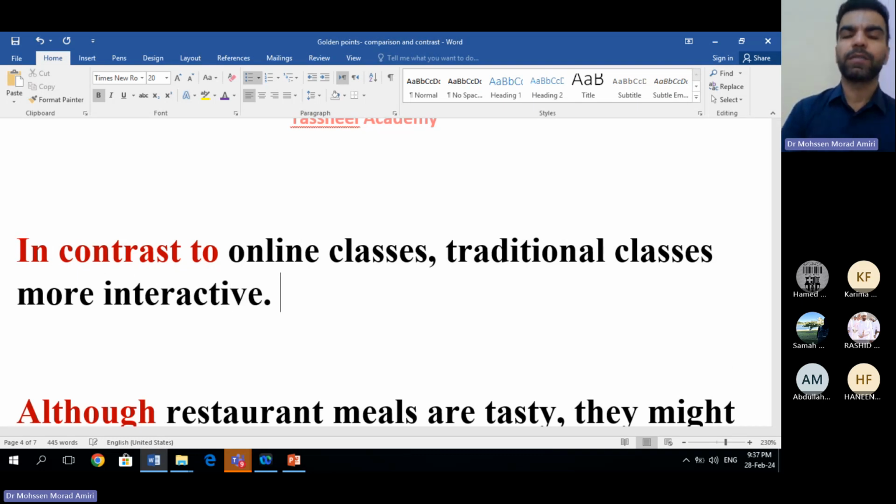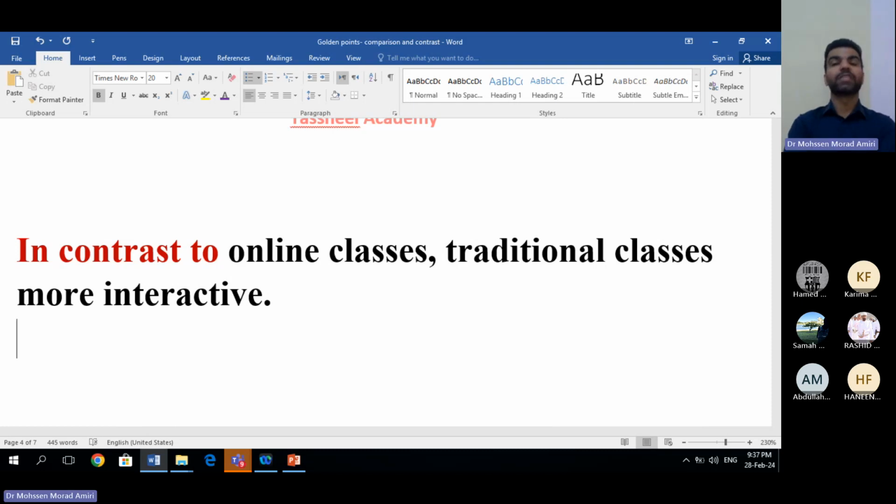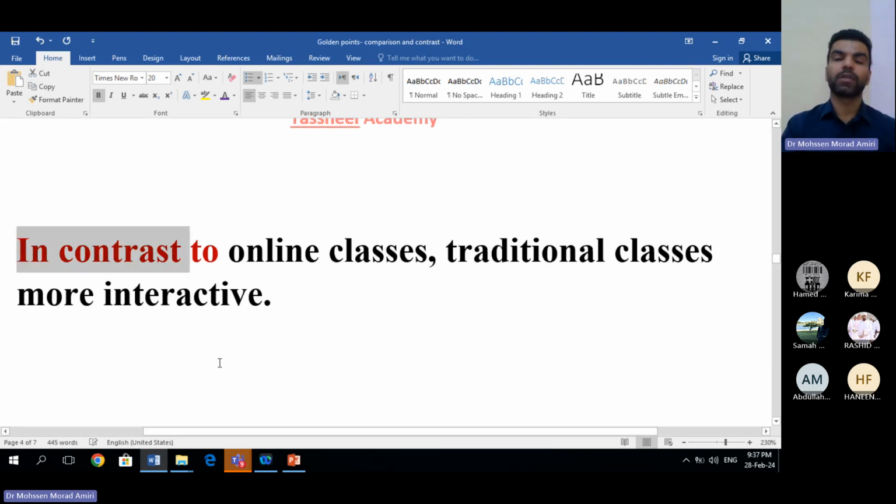What does "more interactive" mean, guys? Anybody knows? Interactive. Look, guys. In online classes, the teacher cannot communicate with you all the time. I cannot see you, right? So it is not interactive. I mean, no communication is happening here. There is no communication. But in traditional face-to-face classes, face-to-face classes are more interactive. So you need to know how to use "in contrast to".